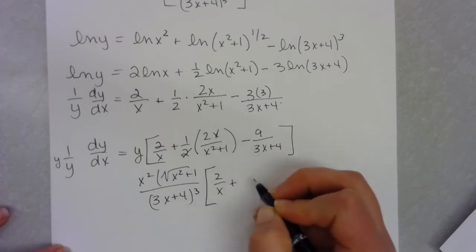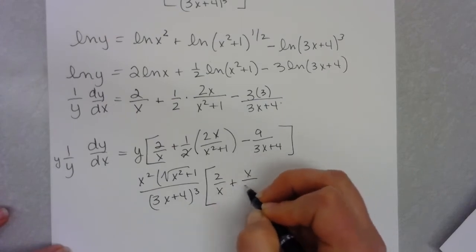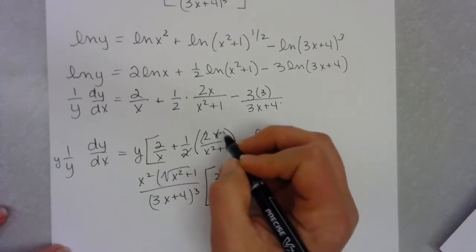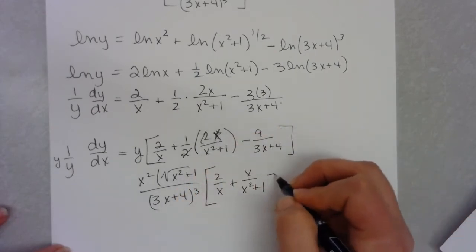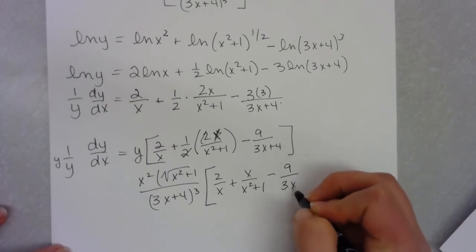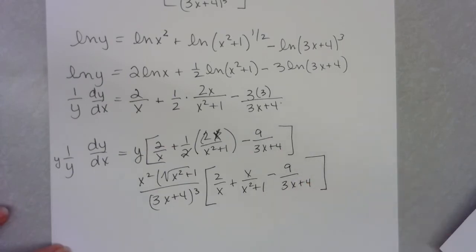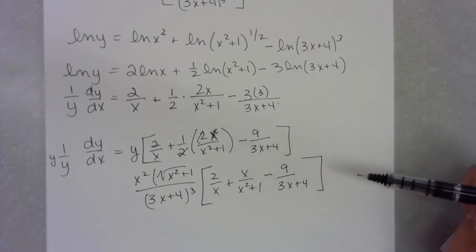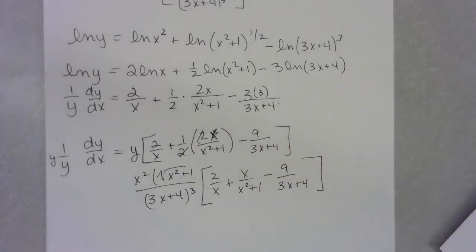So 2 over x plus x over x squared plus 1, because my 2s canceled out there. I canceled out the x instead, but it was that way. And then minus 9 over 3x plus 4, and there is my derivative. Okay? So when I have a bunch of things multiplied and they all have a bunch of weird powers on them, this is kind of a nice way to make it a little simpler. Now the derivative doesn't look simpler, but it's actually easier to take the derivative of it this way.